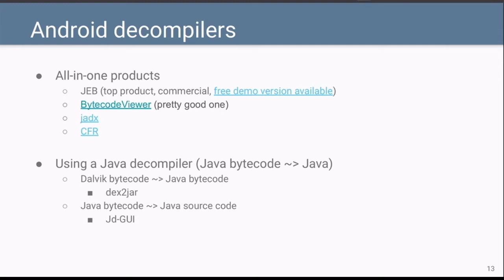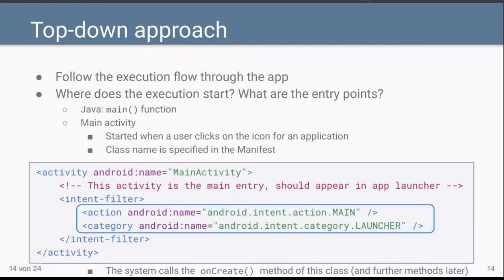In theory, you can also use a Java decompiler by reverting the steps that I just showed. So from the Dalvik bytecode, you can try to recover Java bytecode using dex2jar, and afterwards you can decompile the Java bytecode into Java source code or Java pseudo source code. But that's typically not what you do.